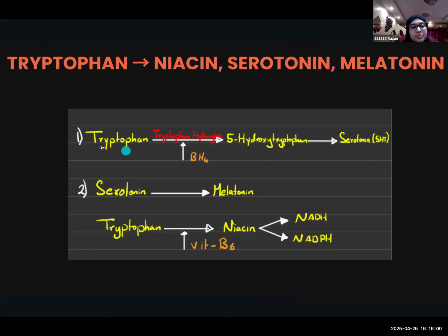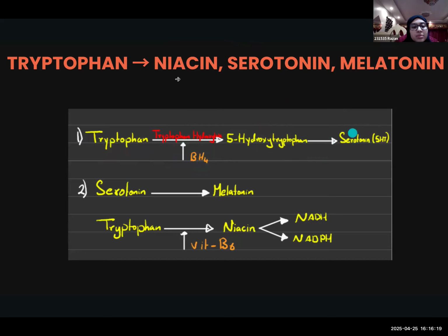In the reaction, we have tryptophan. Tryptophan is going to be converted into 5-hydroxytryptophan, and then this intermediate is going to give us serotonin. So here the enzyme is tryptophan hydroxylase. Again, this enzyme needs BH4.